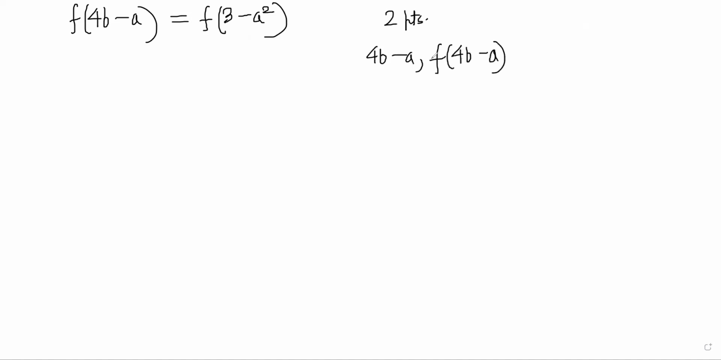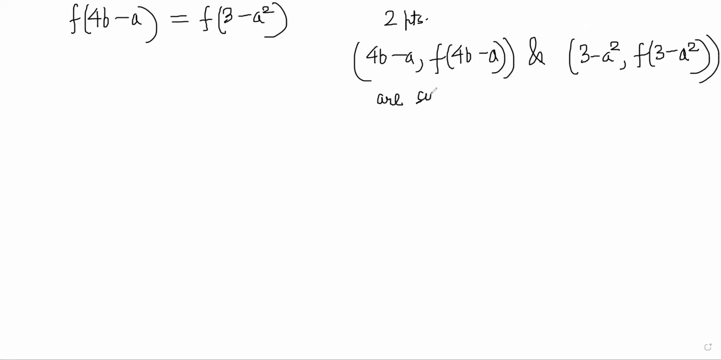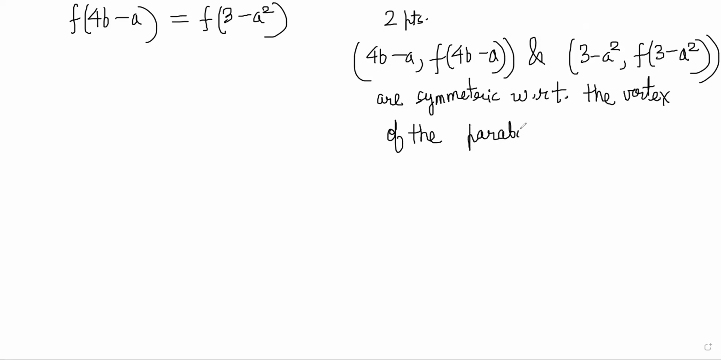So we have f of 4b minus a is equal to f of 3 minus a square, which means that the 2 points (4b minus a, f of 4b minus a) and (3 minus a square, f of 3 minus a square) are both symmetric with respect to the vertex of the parabola. Correct? So what does this mean?